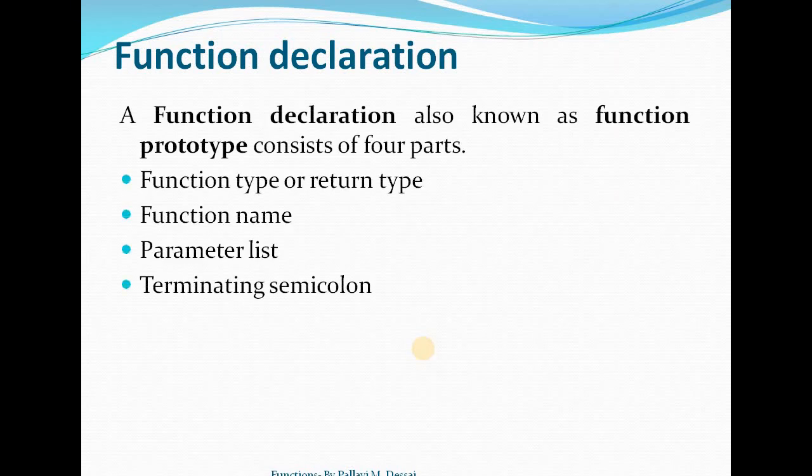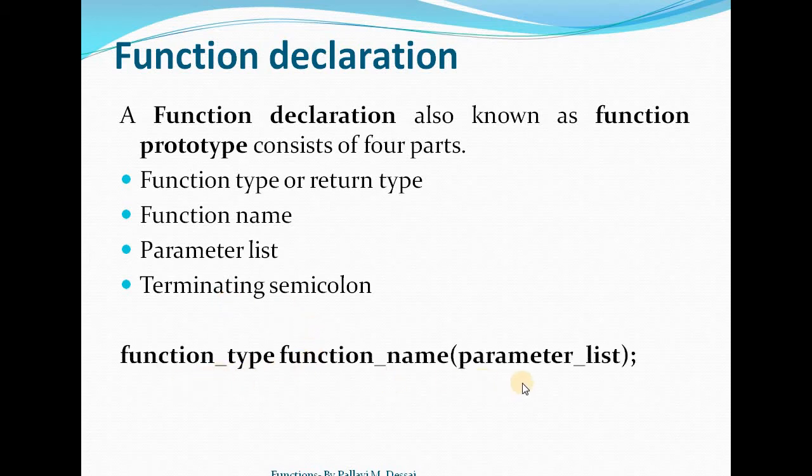A function declaration is also known as function prototype, and it consists of 4 parts. First is function type or return type, second function name, third parameter list, and last terminating semicolon. These are coded in the following format.